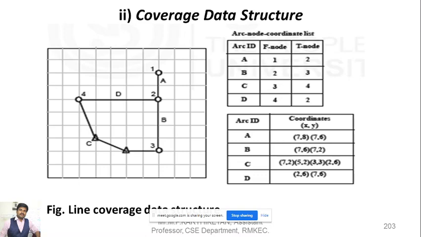vector data structure, and in the next class we will be seeing what are vector and raster data types, what are the advantages and disadvantages of vector and raster data structures, and what are the various encoding sequences available in raster data structure. And then in the last class we will be seeing what are TIN and grid data models.